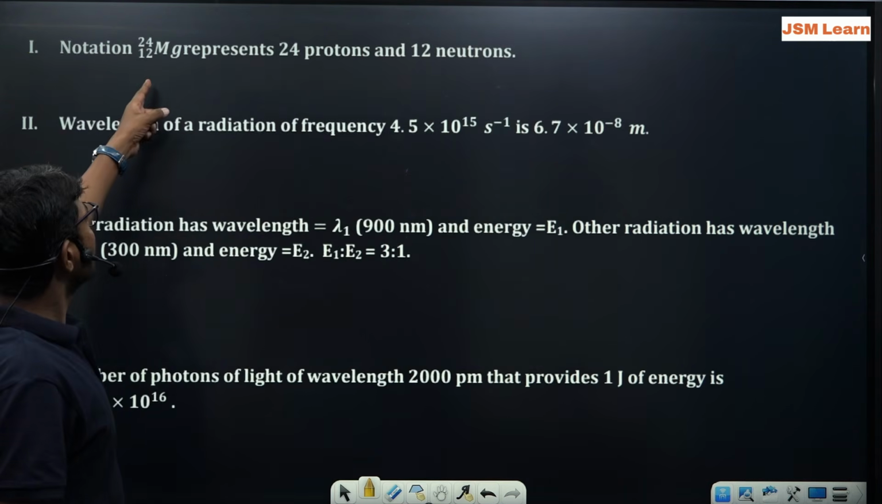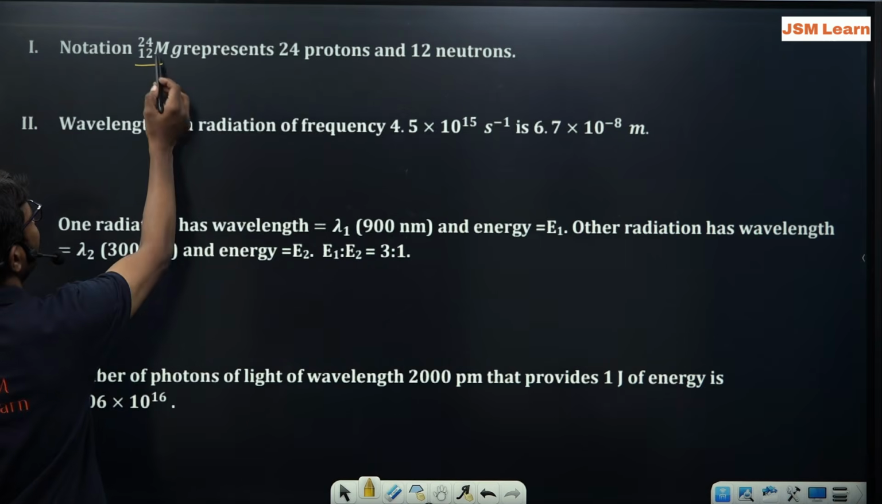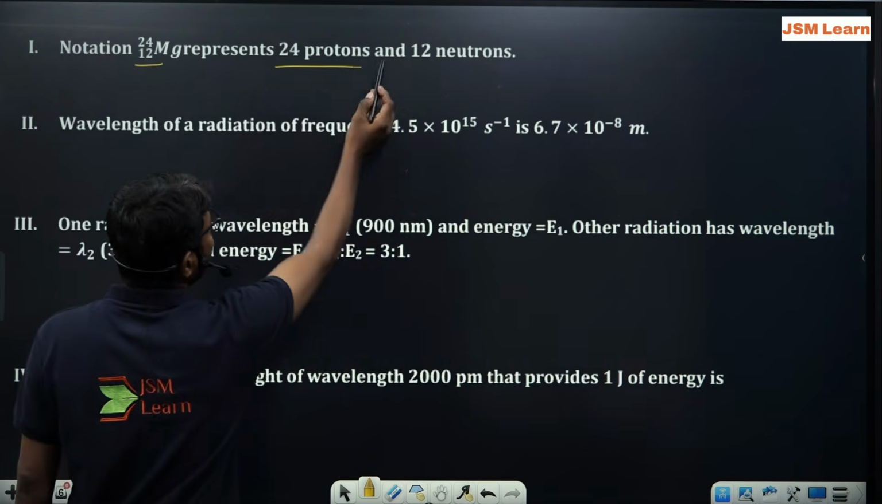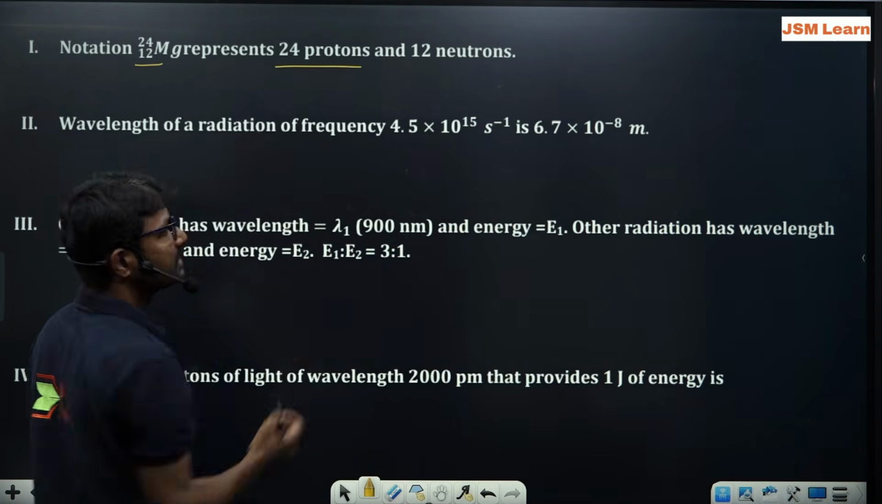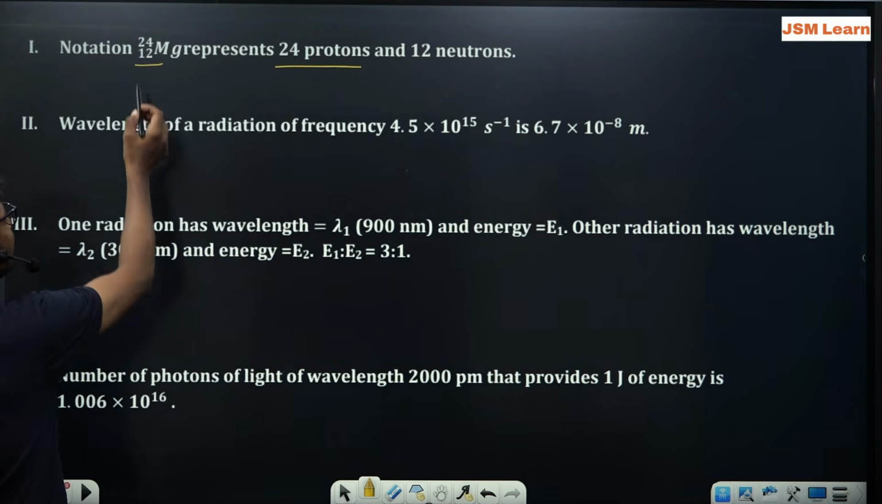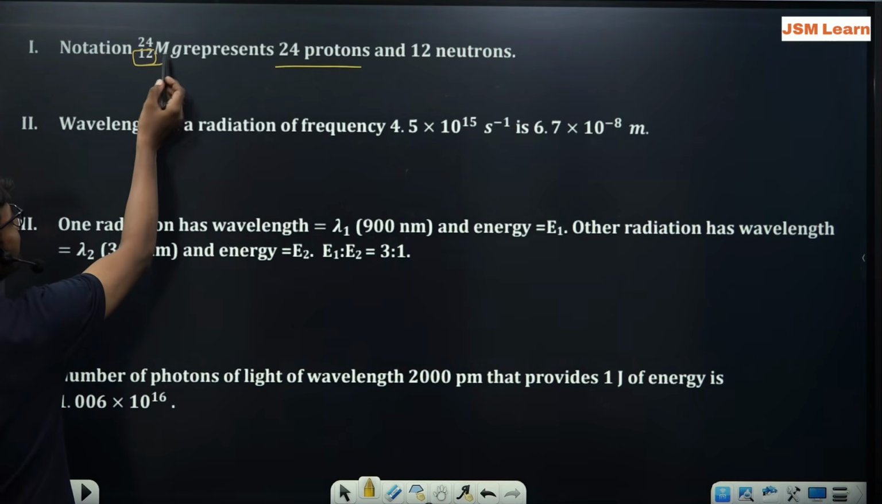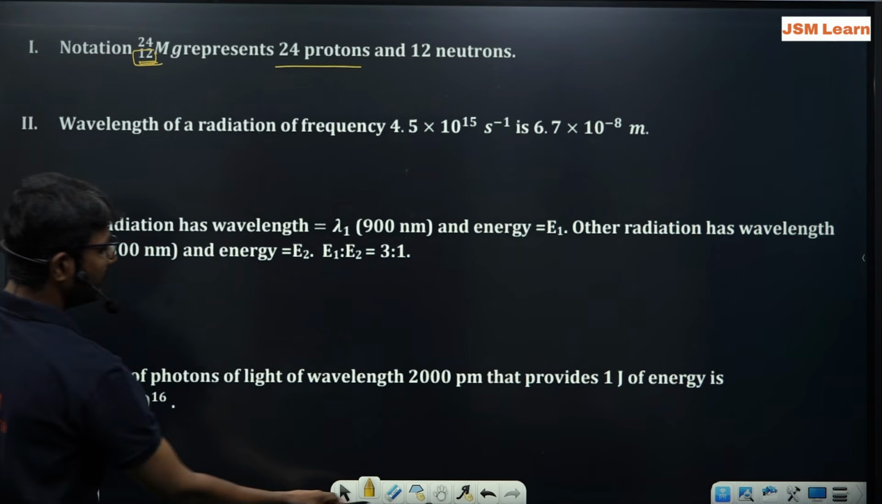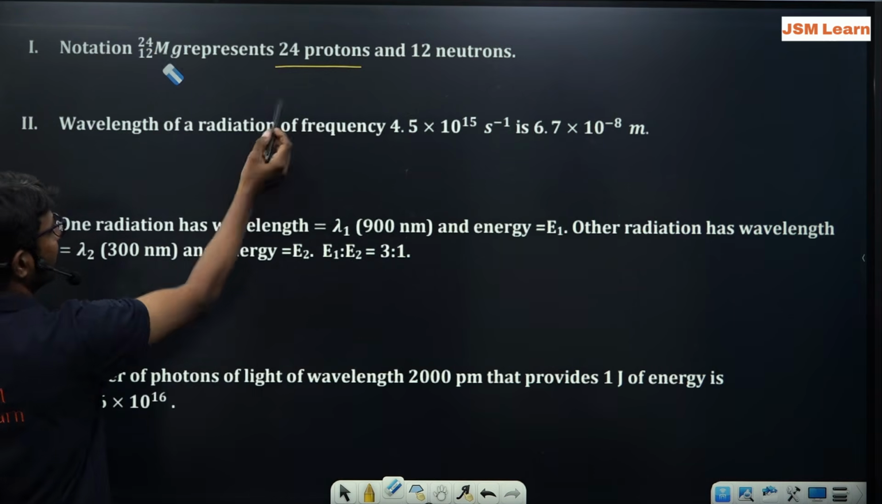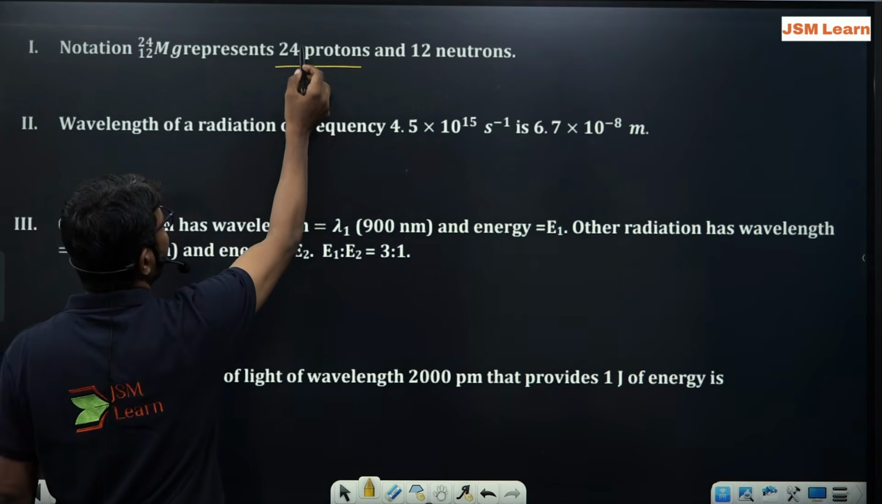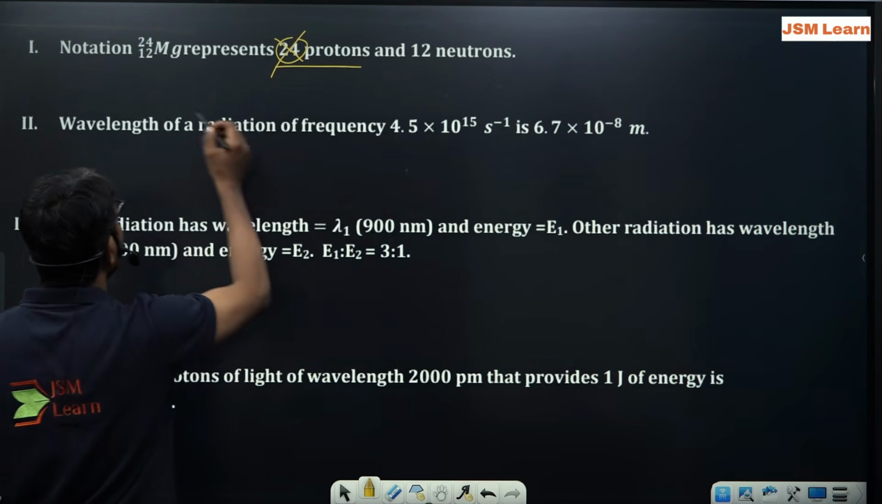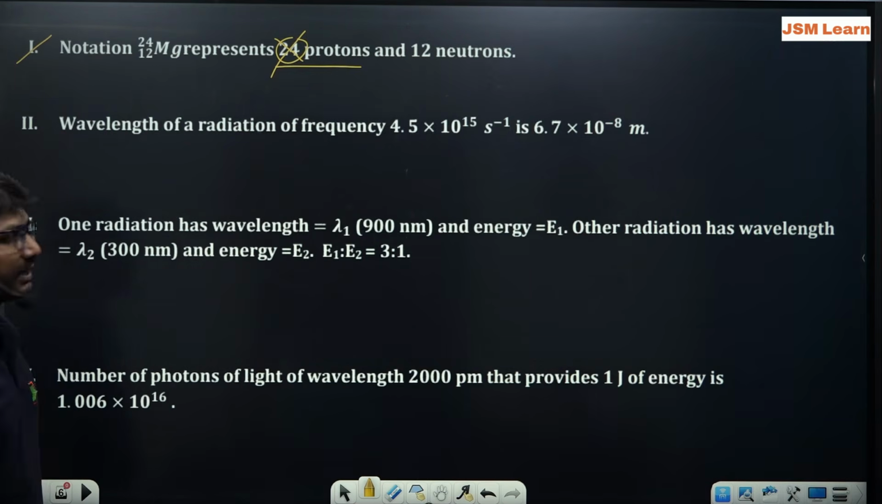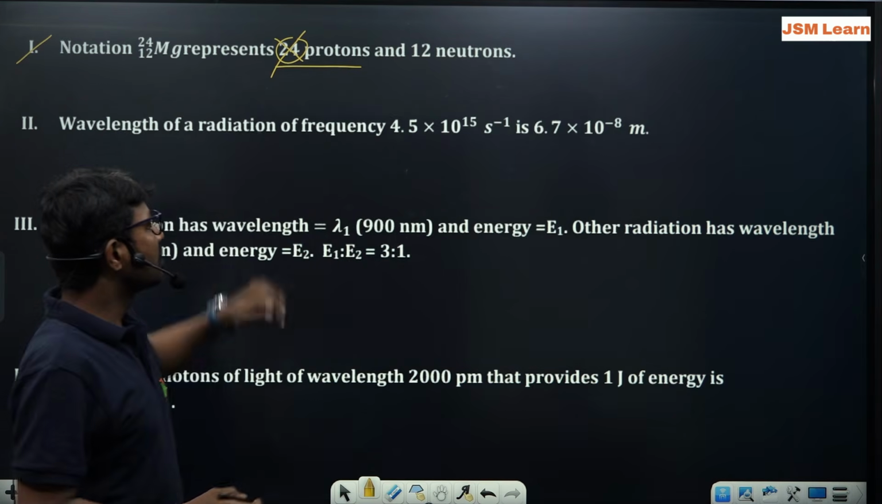First one: the notation of magnesium they have provided as 12 and 24, and they are saying 24 is the number of protons and 12 is the number of neutrons. But here this 12 indicates the number of protons inside the magnesium atom, and they have given 24 as protons, which is wrong. So we identified the first incorrect statement. Now let us see if there are any more. The second one: the wavelength of radiation of frequency.